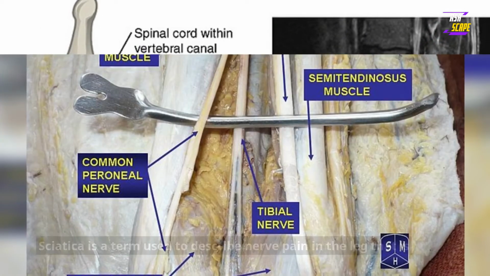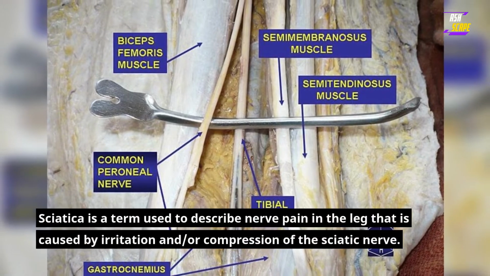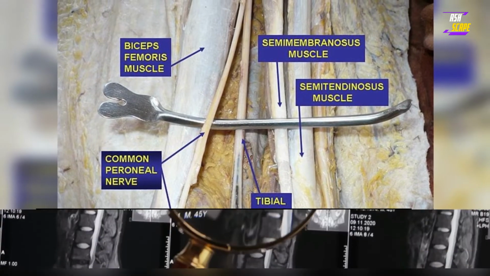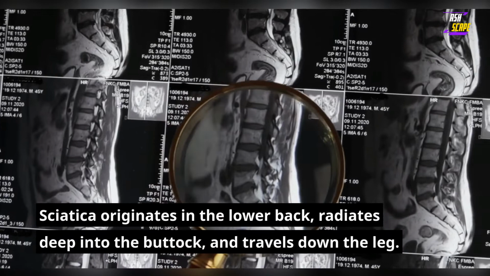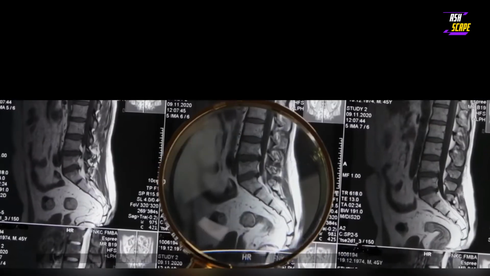Sciatica. Sciatica is a term used to describe nerve pain in the leg that is caused by irritation and/or compression of the sciatic nerve. Sciatica originates in the lower back, radiates deep into the buttock, and travels down the leg.